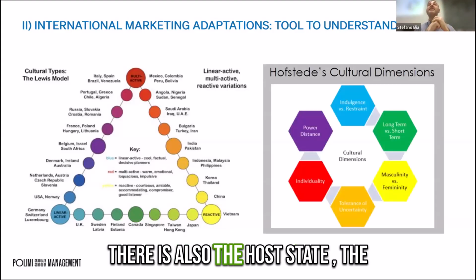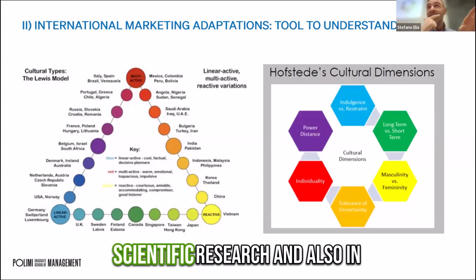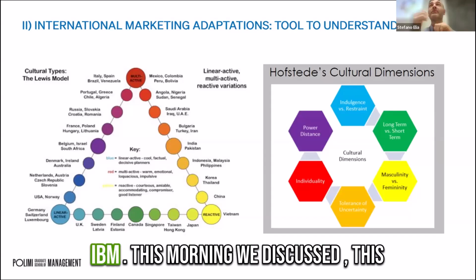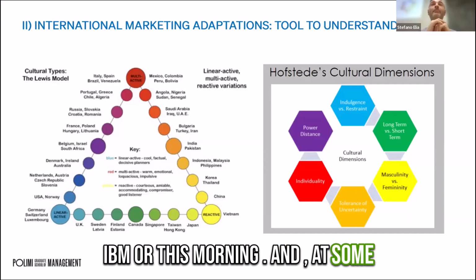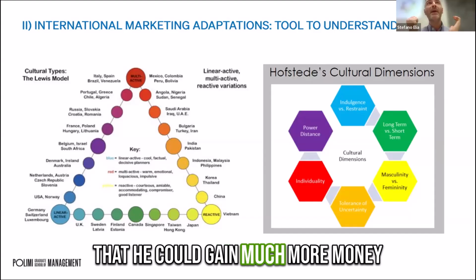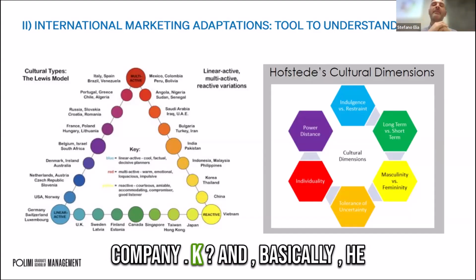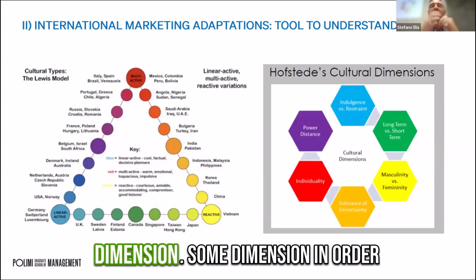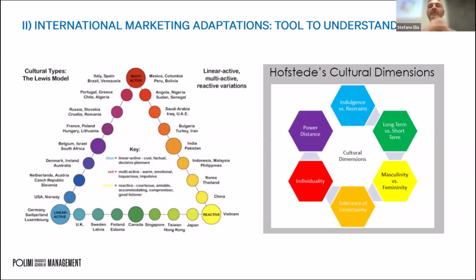And then there is also the Hofstede cultural dimensions. Hofstede is used both in scientific research and in business. Hofstede was working at IBM. This afternoon, or this morning, we discussed the case of IBM. At some point, he gained a lot of experience with different cultures. He realized that he could gain much more money by opening his own consultancy company. Okay. And basically, he developed some dimensions, a tool, in order to map the different cultures based on six different elements.